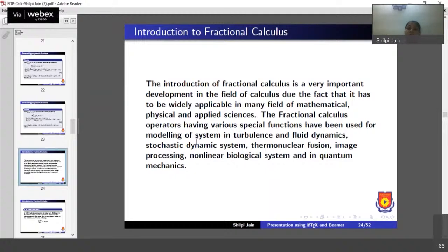The introduction of fractional calculus is a very important development in the field of calculus due to the fact that it is widely applicable in many fields of mathematical physics and applied sciences. Fractional calculus operators having various special functions have been used for modeling of systems in turbulence and fluid dynamics, stochastic dynamic systems, thermonuclear fusion, image processing, non-linear biological systems, and in quantum mechanics.